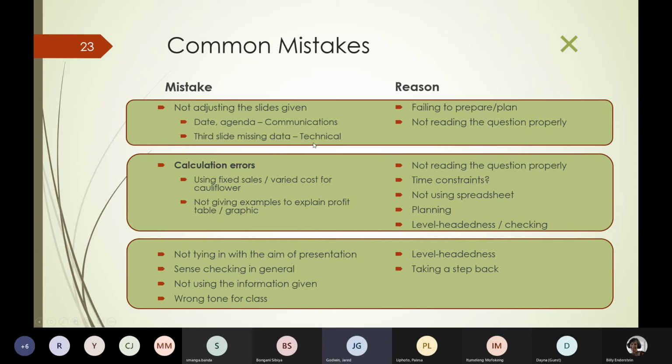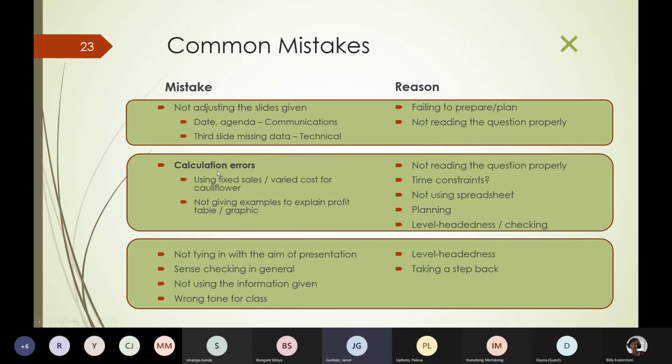The third slide, as I mentioned, was missing quite a bit of data from a technical point of view. This is more where my area is, and the communications aspect is more where Billy's playing, but you need both aspects to be able to give a good attempt. The reason could be just failing to prepare, again, your planning and not reading the question properly. I would also say maybe just level-headedness and calming down and saying, I don't like the look of this agenda slide, so I'm going to tighten it up to suit my plan, gathered from the instructions that I've found.